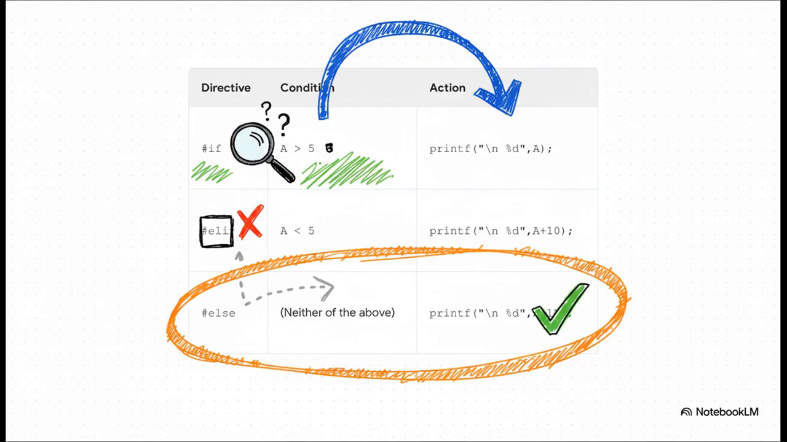And you can build even more complex logic with a full if-else-if ladder. The preprocessor just goes down the list. It checks the first condition, #if A greater than 5. Since that's true, it keeps that line and just ignores everything else. But if A was, say, 3, it would skip that, go to the #elif, which is just short for else if, and check that condition. And if nothing matched, it would fall back to the final #else.